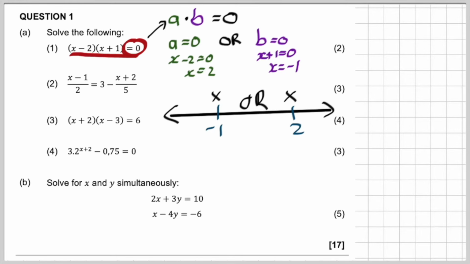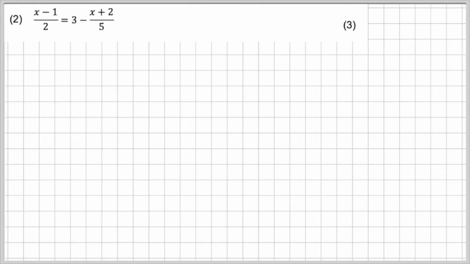So it's not your ability to choose, am I using negative 1 or 2? It's just that they don't apply at the same place. So it is two options and they both solve the equation. Let's quickly move on to the next one.